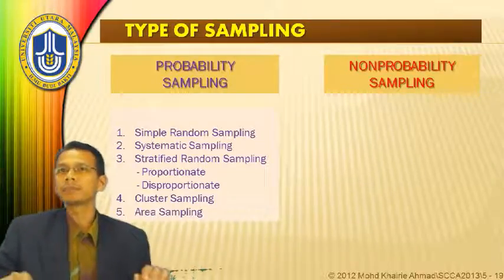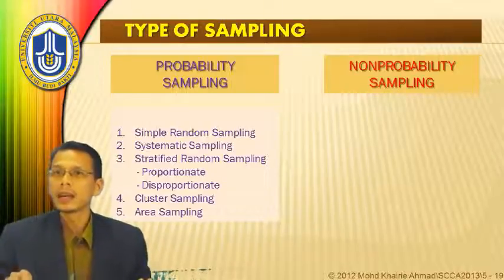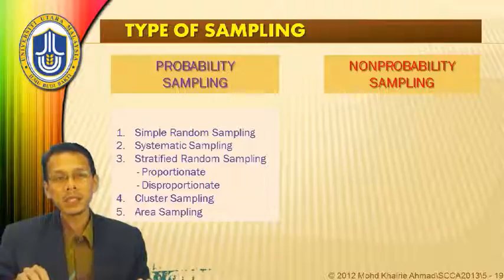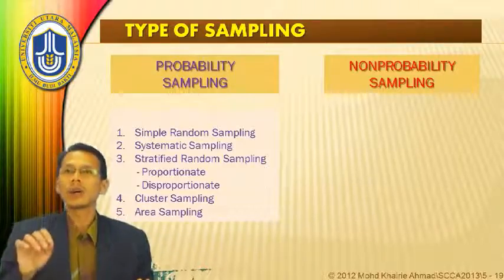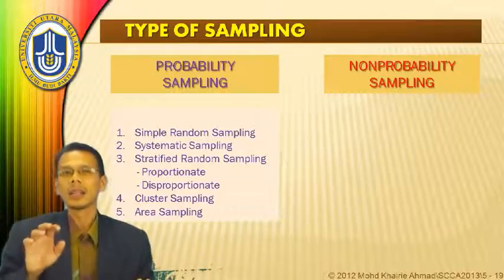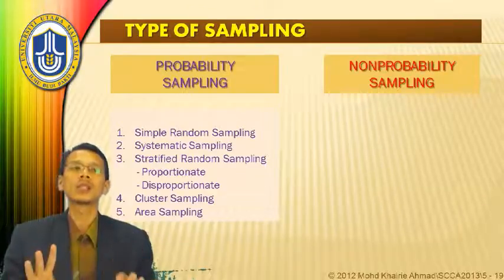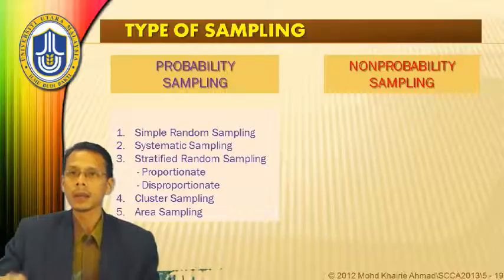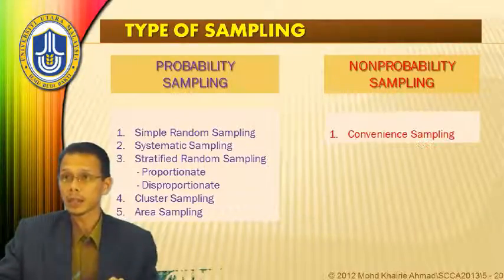And the final type of probability sampling is area sampling. Area sampling is a sampling process which depends on the geographical perspective, so to speak. So these are all 5 types of probability sampling. Now let's move to non-probability sampling.